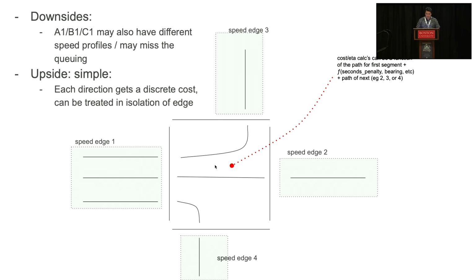So one of the things that you might see, and this is what I was basically saying, is that your cost for your ETA can now be calculated as your speed on edge 1, then the time it takes to move through the intersection, and then the speed on edge 2. Similarly for speed edge 1 to speed edge 3, et cetera. So each direction gets a discrete cost, and you can basically isolate the cost of the turn.